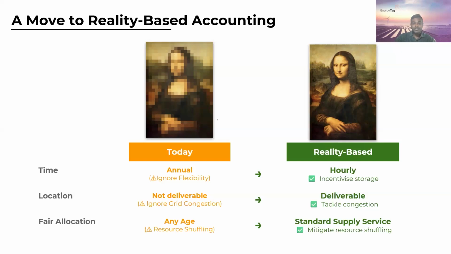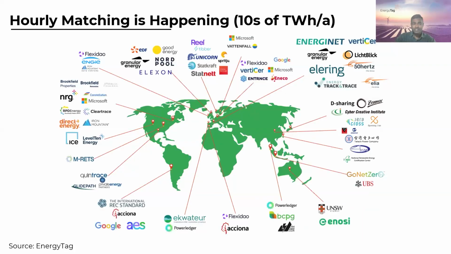However, when it shifts to more reality-based accounting, which is how the power market works, it supports all these elements. It works on an hourly or even granular sub-hourly basis. It takes care of the deliverability element, and it takes care of the standard supply service, or mitigates resource shuffling. It helps companies align with the power market and make their claims in a credible manner. It is already happening around the world. It's not a new thing altogether.